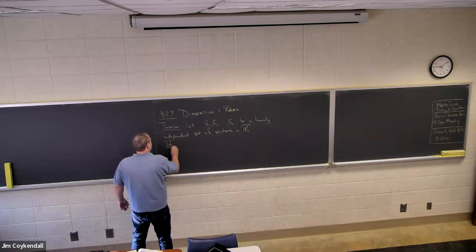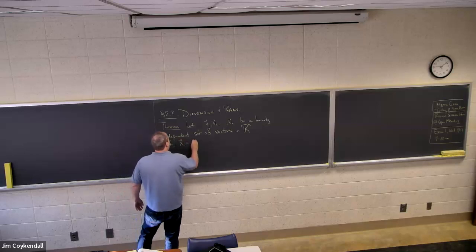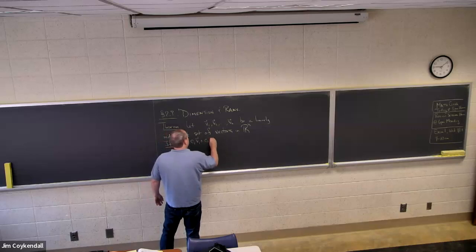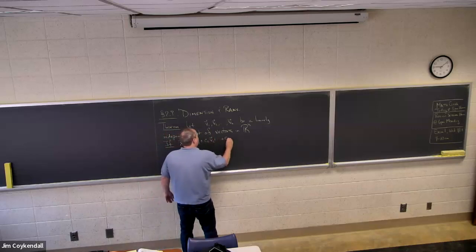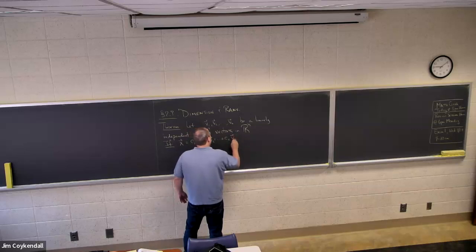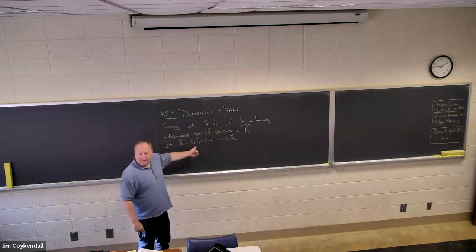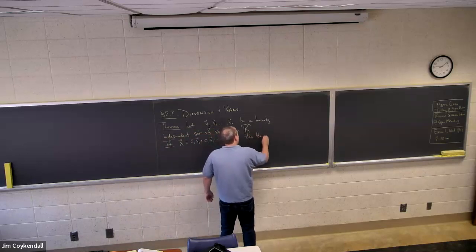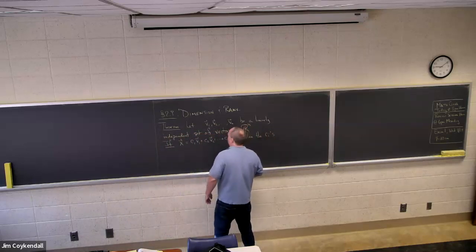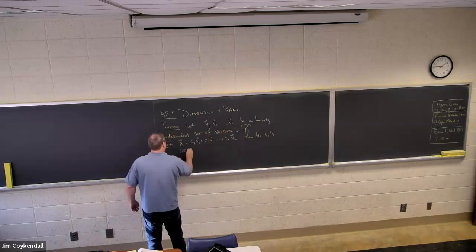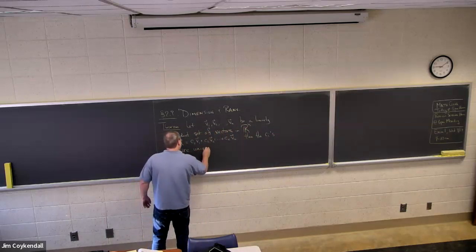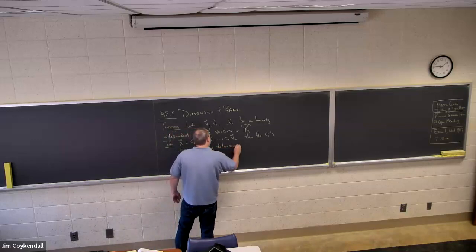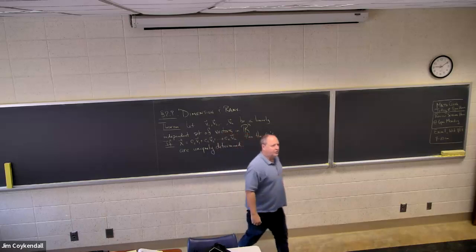If X equals C1 B1 plus C2 B2 and so on, that is to say, X is in the span of these vectors, then the constants are uniquely determined. Okay, so what's the punchline of this?